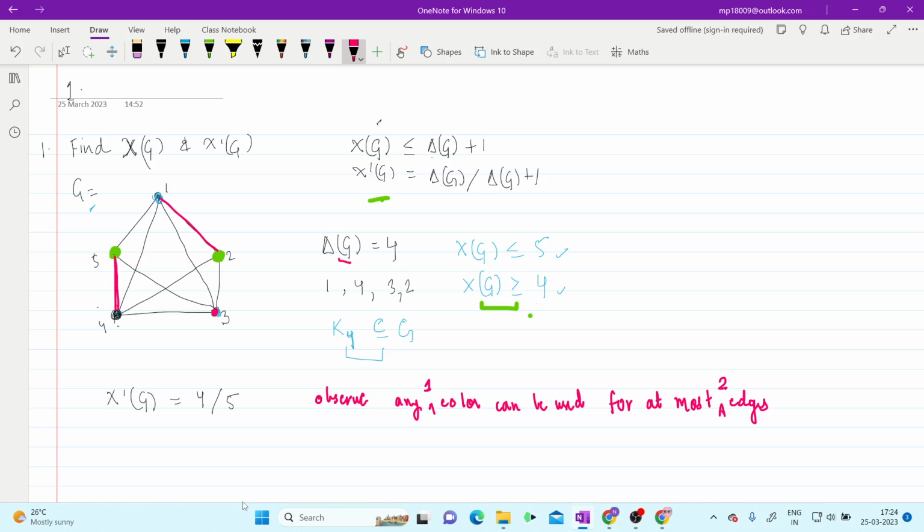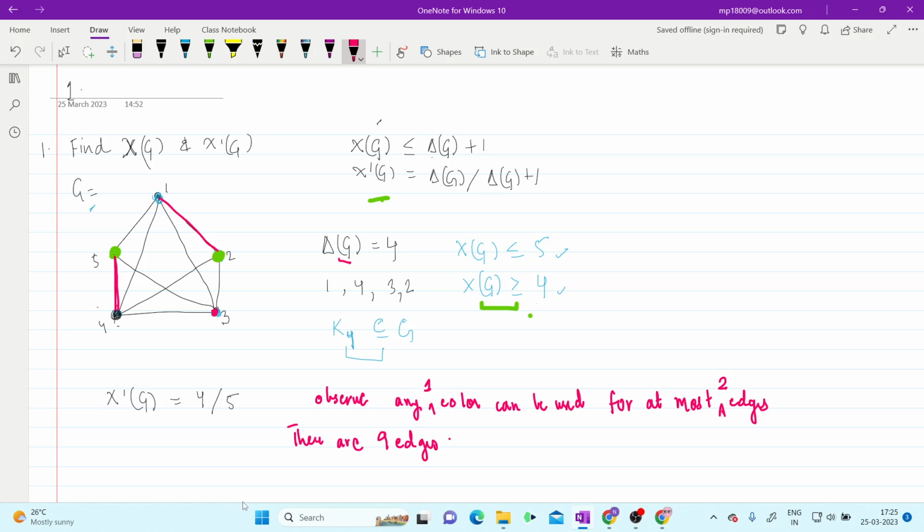How many edges are there in this graph? There are 9 edges. So what do you think? How many colors do we need? So there are 9 edges.